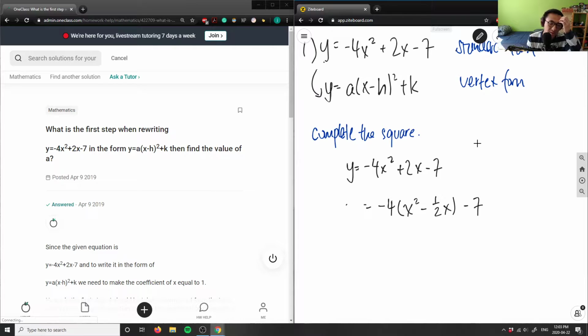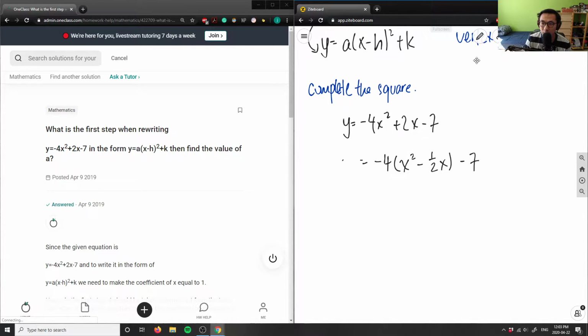And we're taking the minus 7 out of the brackets here, because we're only common factoring the first two terms. So now we have our a value here. What happens next is we have to complete the square. So we have negative 4, we have x squared minus half x.